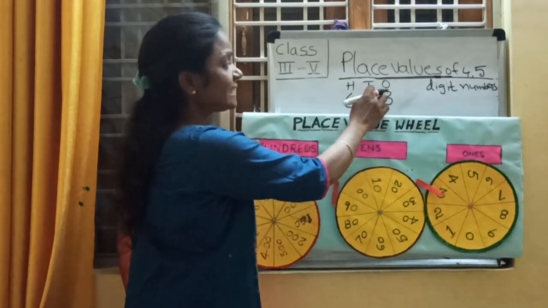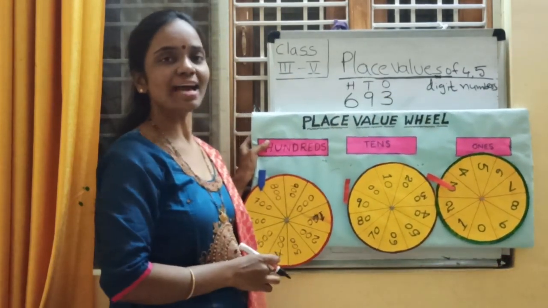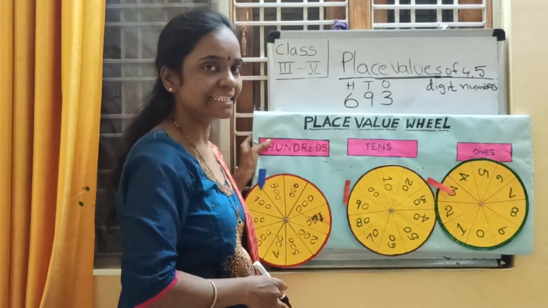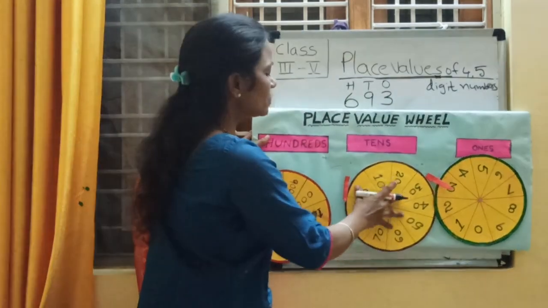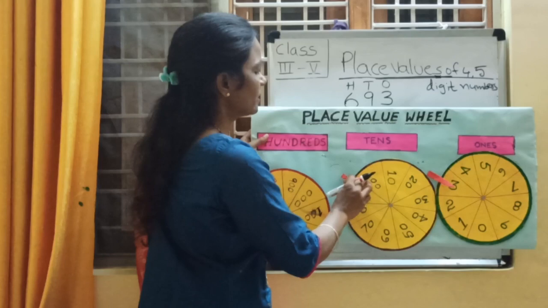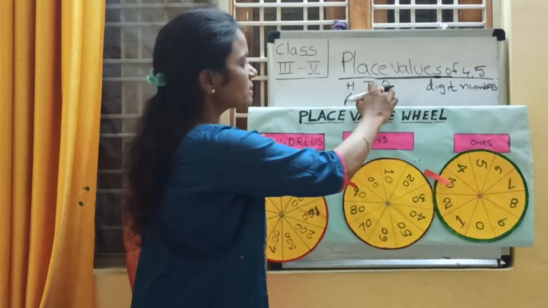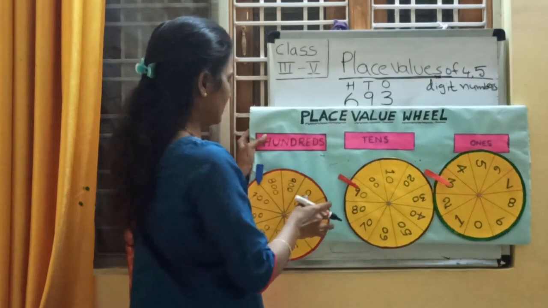Next, 9 is in tens place. What is the place value of 9? 9 tens are 90. 90 is the place value of 9. So here the pointer shows the 90. So 90 is the place value of 9.